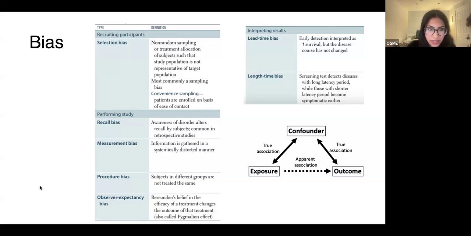Things that aren't really included in this table are reporting bias.